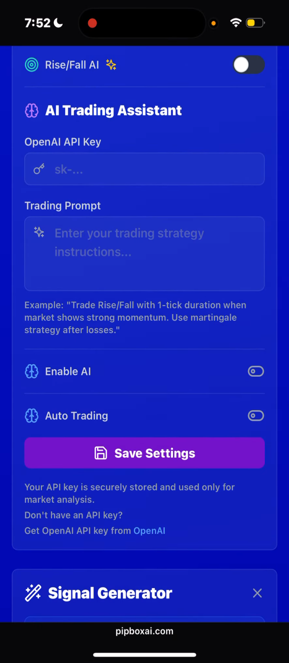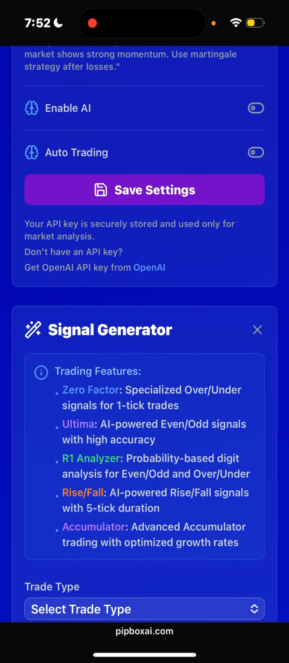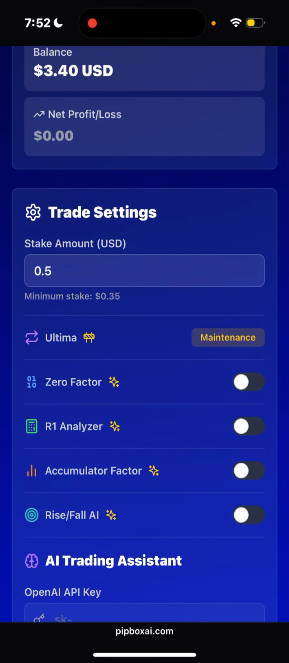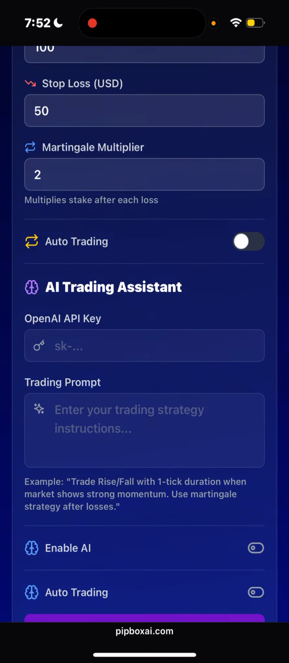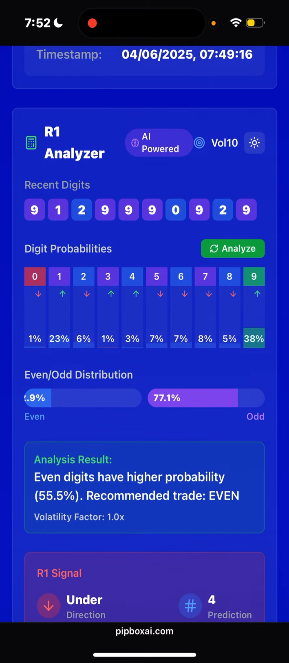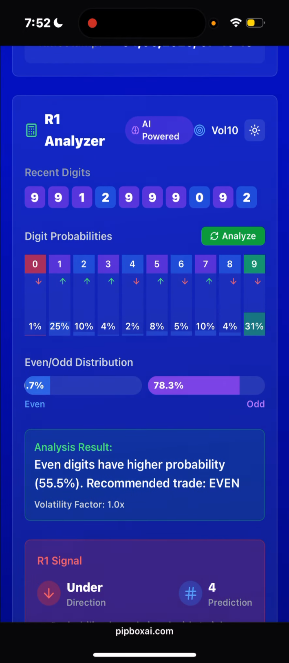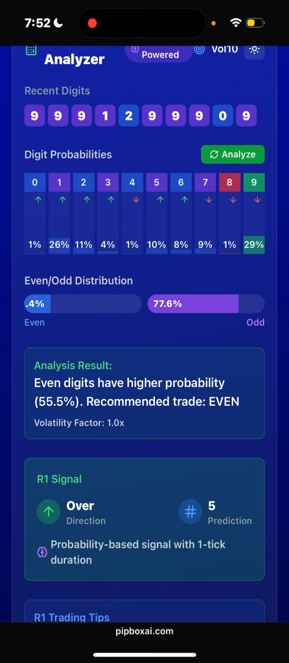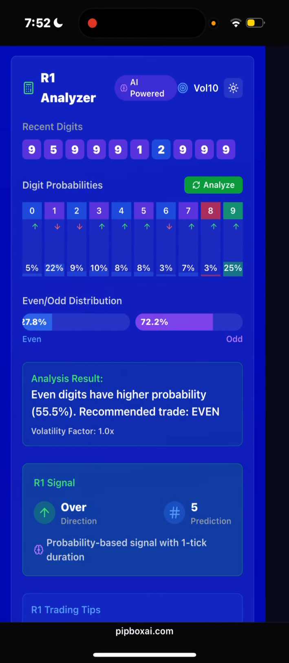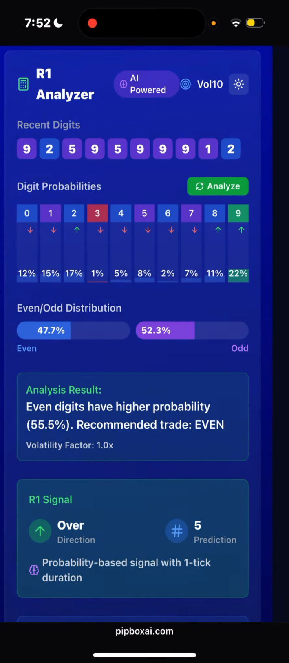It has a volatility factor of 1.0x. To check your volatility factor, all you need to do is click on R1 analyzer, scroll down until you see this R1 analyzer window here, and then you can see the volatility factor is 1.0x. So that's how you check your volatility factor. The lower the volatility factor, the better the index and the easier to trade.